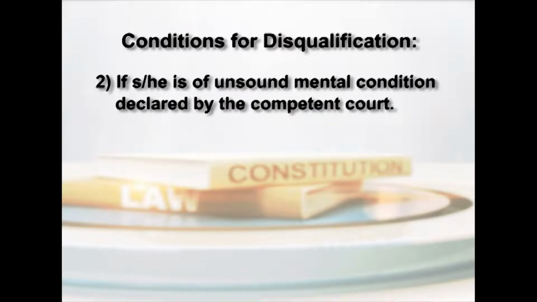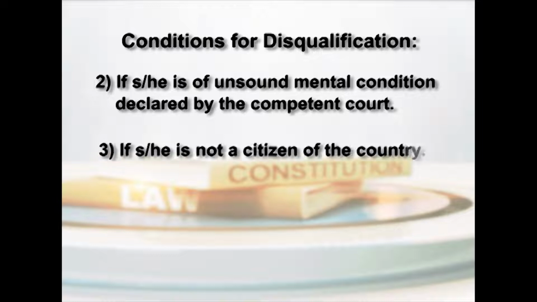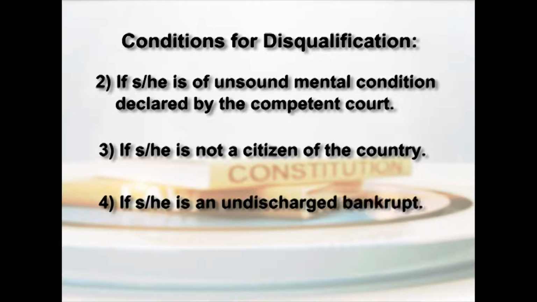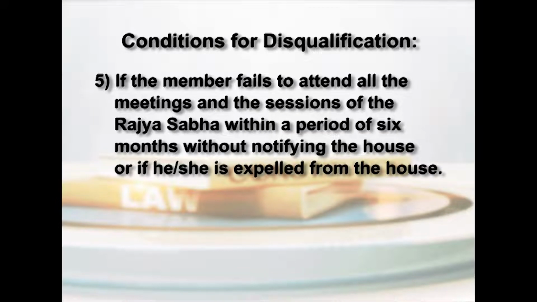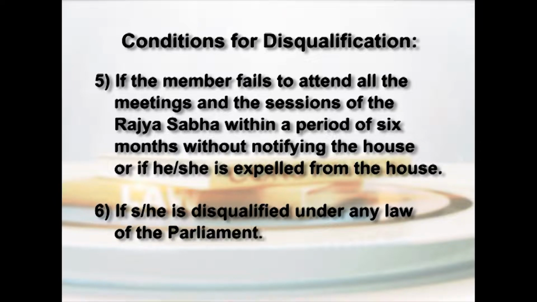Secondly, being of unsound mind, as declared by a competent court. Thirdly, if the person is not a citizen of the country. Fourth, being an undischarged bankrupt. Fifthly, if a member fails to attend all the meetings and sessions of the Rajya Sabha within a period of 6 months without notifying the House, or if he or she is expelled from the House. And finally, being disqualified under any law of the Parliament.